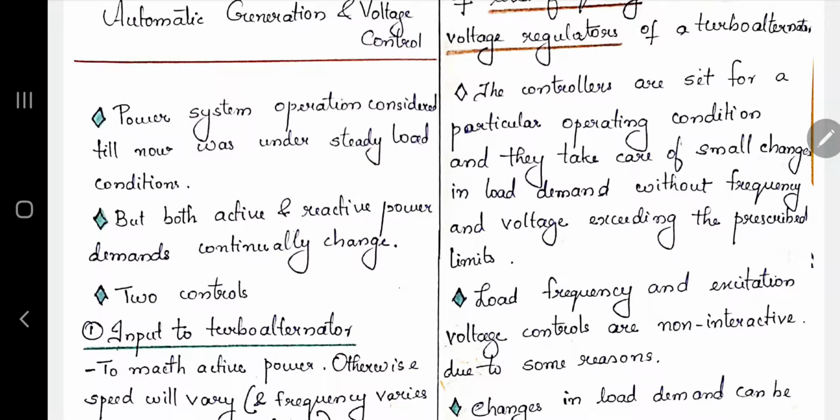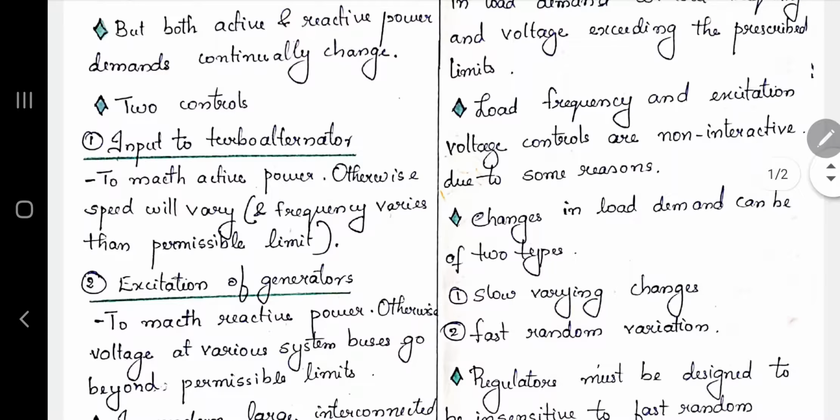But when the load starts to change, or the load demand changes, both the active and the reactive power continuously change. So what is needed is that we have to control two main things: the active power and the reactive power. This is to be done using two main control methods. One is controlling the input, and the second one is controlling the excitation.